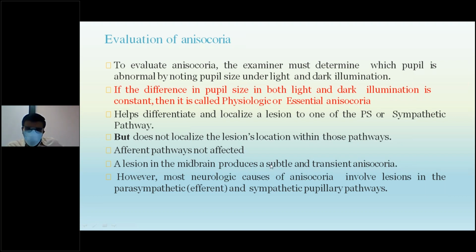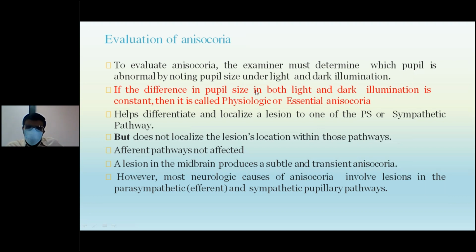A lesion in the midbrain produces subtle and transient anisocoria. Transient means a few seconds. The anisocoria is very small and only transient. However, most neurological causes of anisocoria involve lesions in the parasympathetic and sympathetic pupillary pathways.